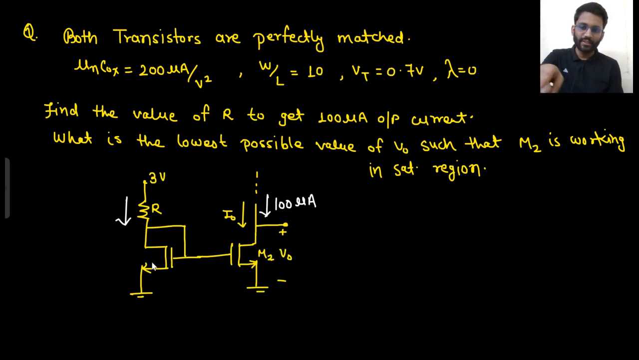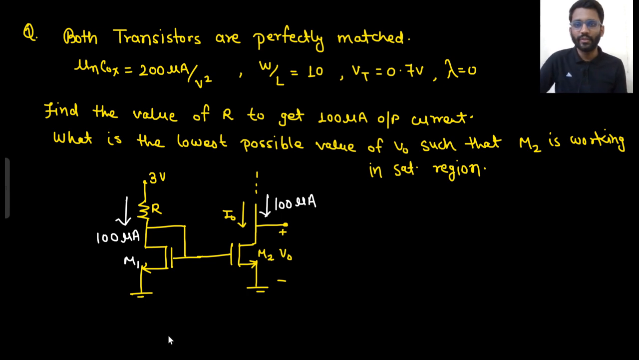So M2 is working in saturation region. This is also working in saturation region. That means both are in current mirror and both are matched. That means if 100 microampere current is there, this will also have 100 microampere current. So in the transistor M1, I know there is 100 microampere current. Well and good. There is 100 microampere current. What else is given?